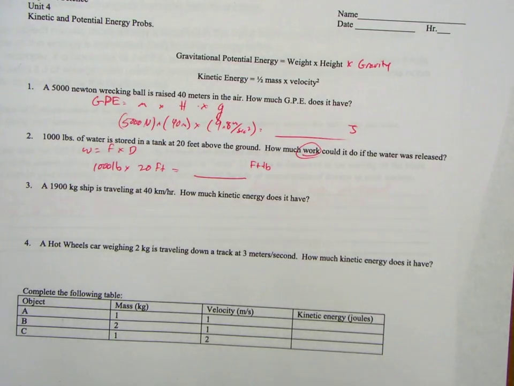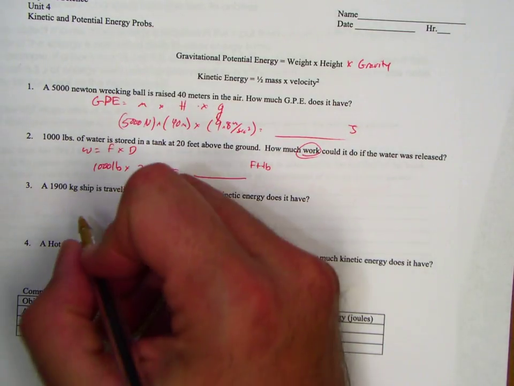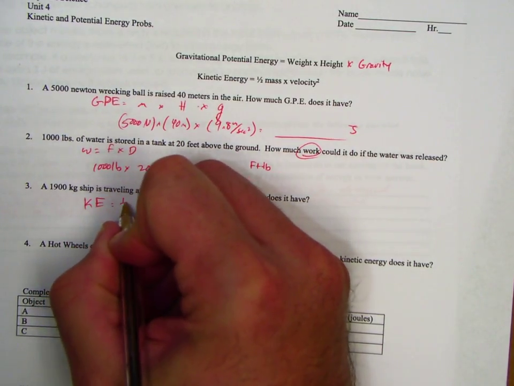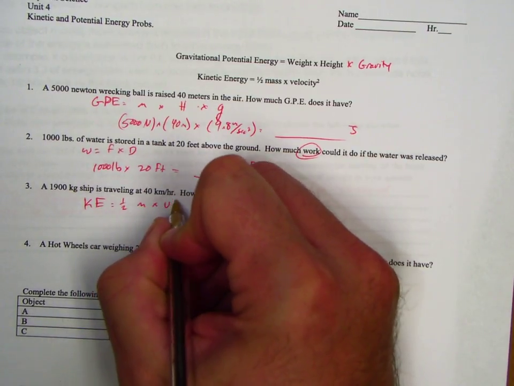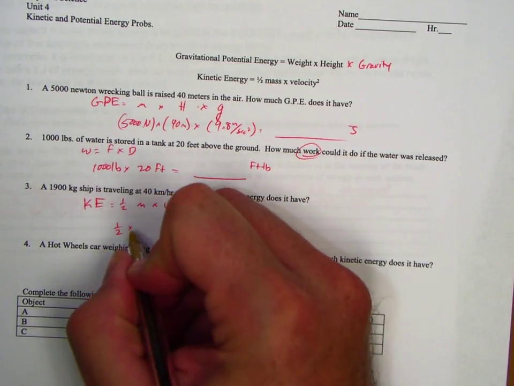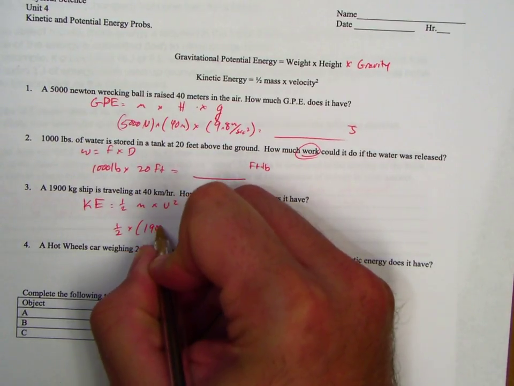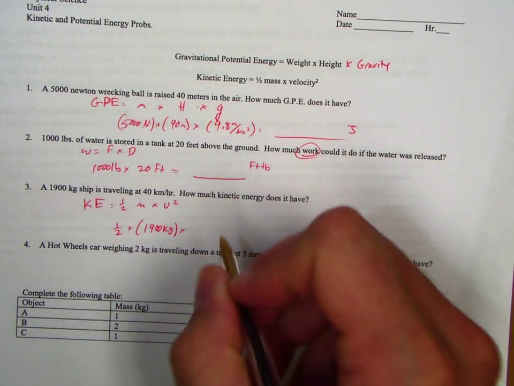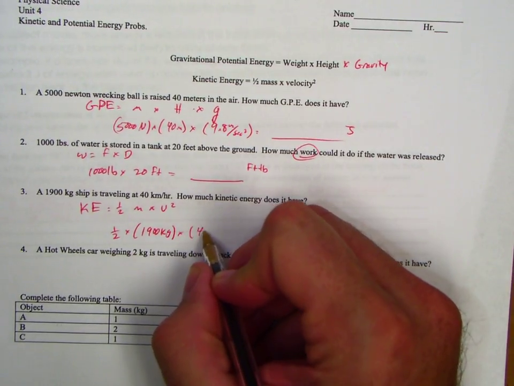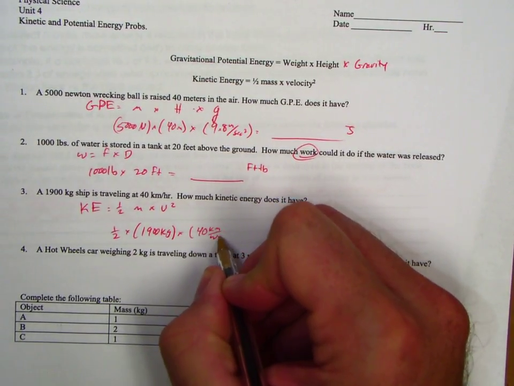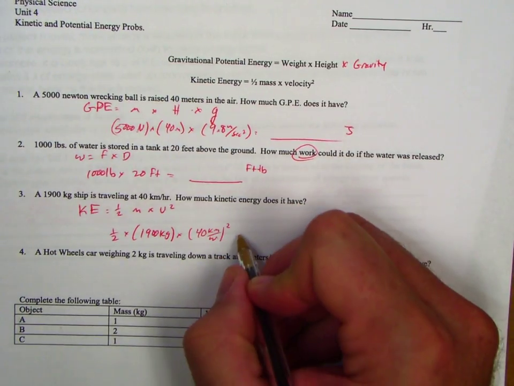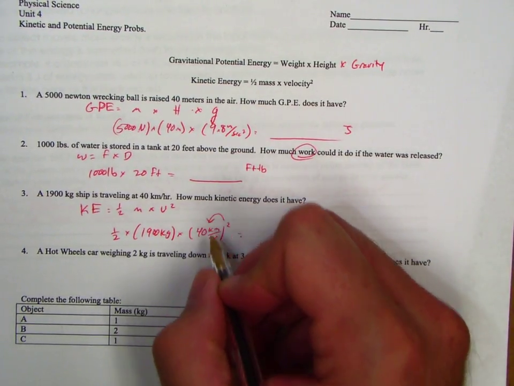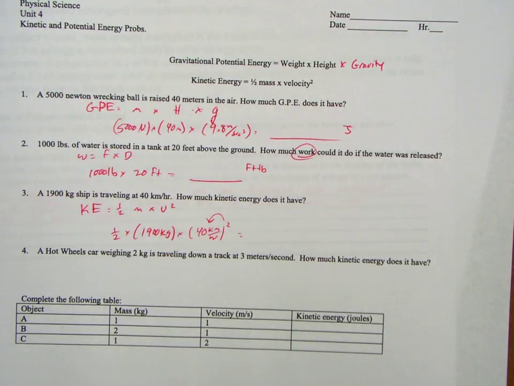Number 3, a 1,900 kilogram ship is traveling at 40 kilometers per hour. How much kinetic energy does it have? Kinetic energy, of course, is 1/2 mass times velocity squared. So we have 1/2 times the mass, which is 1,900 kilograms. And then velocity is 40 kilometers per hour, but that number will be squared. Again, quick reminder, order of operations: we want to start by squaring your velocity first, and then you can go through and do your mass, and then take half of all of that.